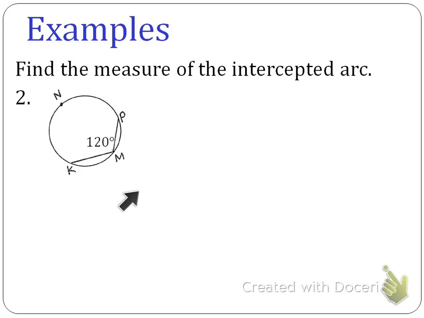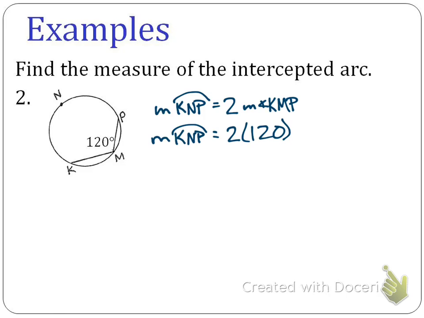Next example. If this angle, KMP, is 120 degrees, then that intercepted arc, K to N to P, is going to be twice the amount of that inscribed angle. Formally speaking, we have the following formula, and we're going to plug in 120. So the measure of that major arc, KNP, is 240.